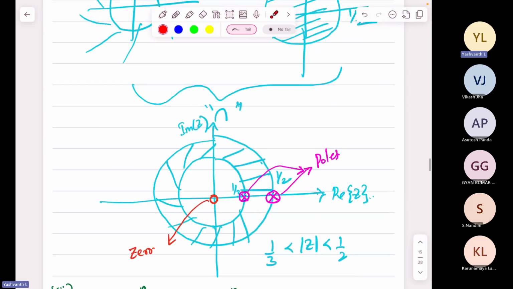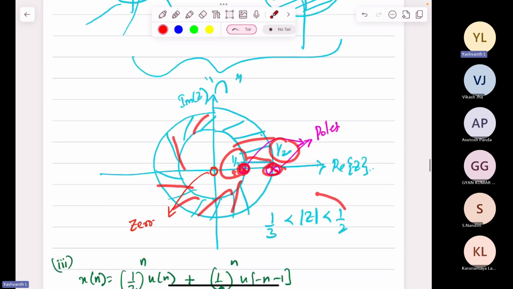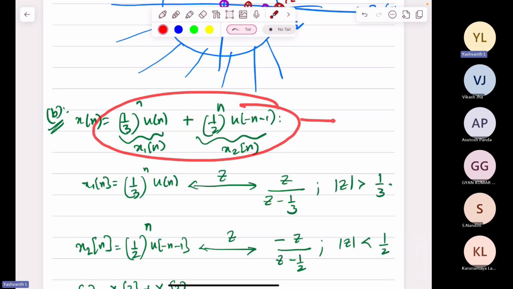So basically it has only one zero at 0, and at 1 by 3 and 1 by 2 it has two poles. And the ROC is an annular region between 1 by 3 and 1 by 2. Again, this matches our intuition that it's a two-sided signal, so its ROC should be an annular region.